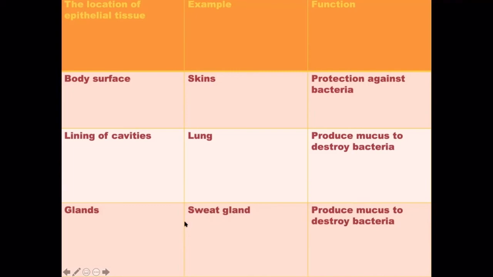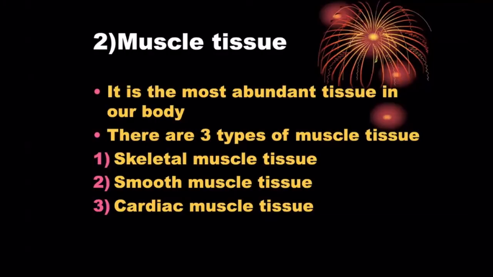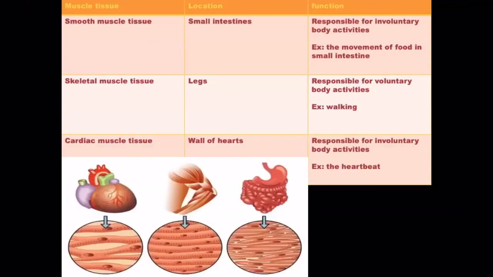Okay. The next one is muscle tissue. Okay, so this is the abundant tissue in our body. So it means that we have many muscle tissue in our body. So there are three types of muscle tissue. Okay, so I make it a table for you as well.